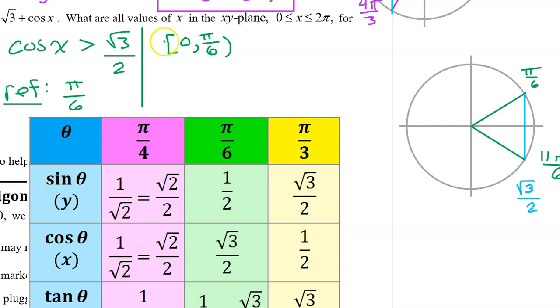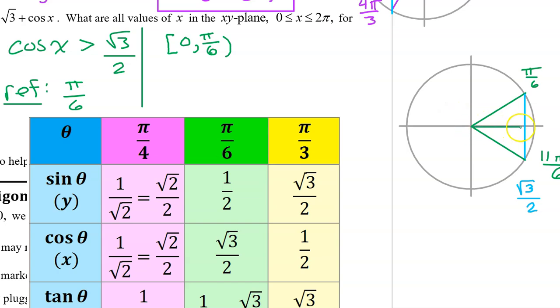I'm putting a bracket on the 0 to show that 0 is included in the solution set. At 0, the horizontal displacement is greater than radical 3 over 2. I'm putting a parenthesis on the pi over 6 to show that pi over 6 itself is not a solution. At pi over 6, the horizontal displacement is exactly radical 3 over 2. It is not greater than radical 3 over 2, which is what we want.